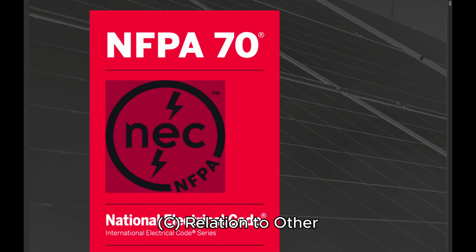C. Relation to Other International Standards. The requirements in this code address the fundamental principles of protection for safety contained in Section 131 of International Electrotechnical Commission Standard 60364-1, Electrical Installations of Buildings.